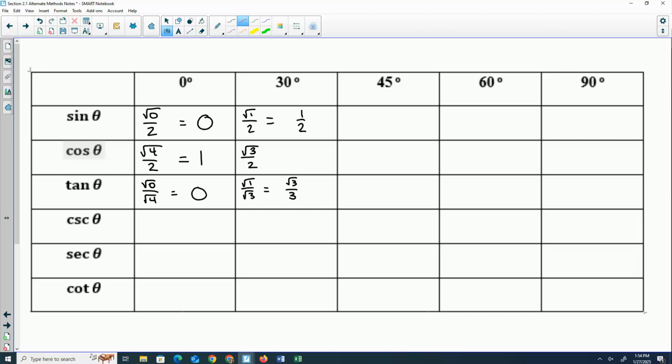Okay, 45, so fold in your 45 finger. So sine, square root of the top over 2. How many fingers do we have above the one we folded in? 2. And radical 2 over 2 doesn't reduce. Cosine, square root of the bottom over 2. How many fingers below it? So square root of 2 over 2. Tangent, square root of the top over square root of the bottom. So square root of 2 divided by the square root of 2 is 1.